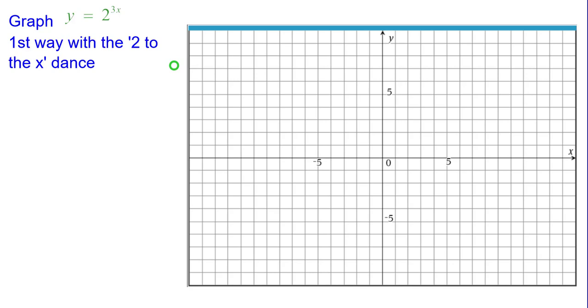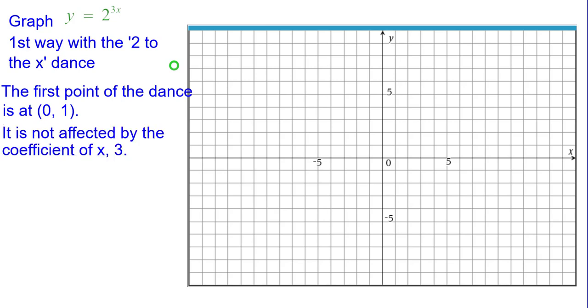The first way is with the 2 to the x dance. The first point of the dance is at 0, 1, and it is not affected by the coefficient of x, which is 3. So we're going to go right 0, up 1, because when x is 0, y is equal to 2 to the 3 times 0 power, which is 2 to the 0 power, which is 1. So 0, 1.